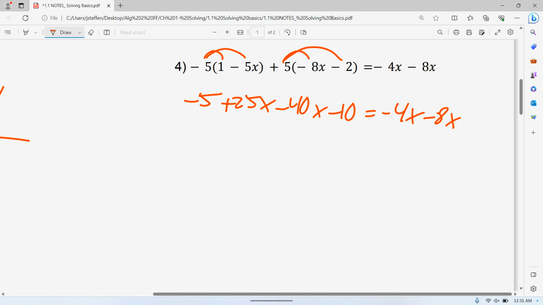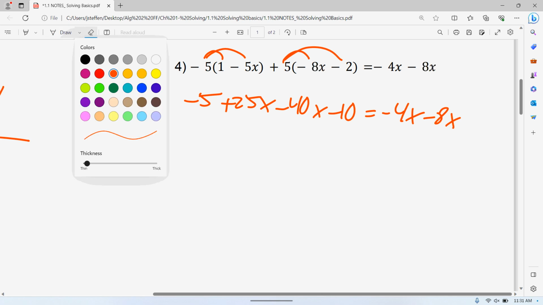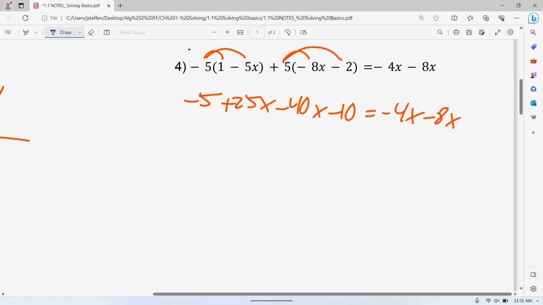This is what I added. I did this in the answer key. This is an extra step that, again, it does take a little bit of time. Most of you guys do not have to do that.